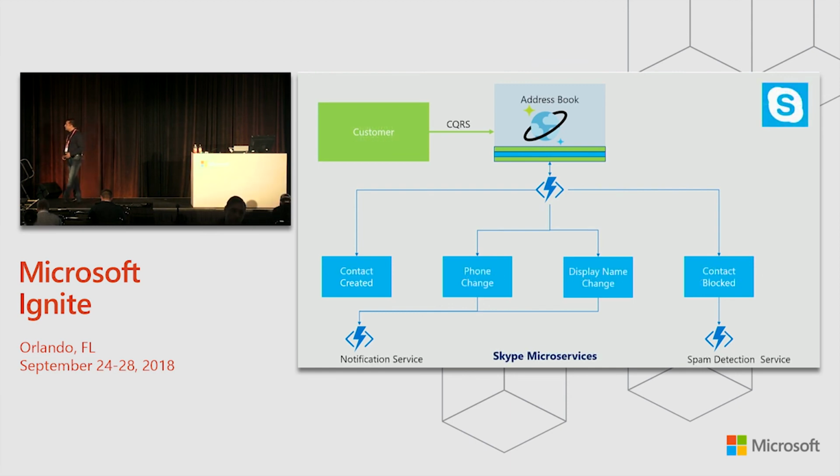The next one is Skype. As you know, Skype is as big an application as it can get. And they moved from a relational database to Cosmos DB. They wanted to enable their CQRS pattern, and that's what they are using Cosmos DB for. Using the change feed, they enable their microservice architecture, and there is a case study we will be publishing very soon, so you will get more detail on how it is used.